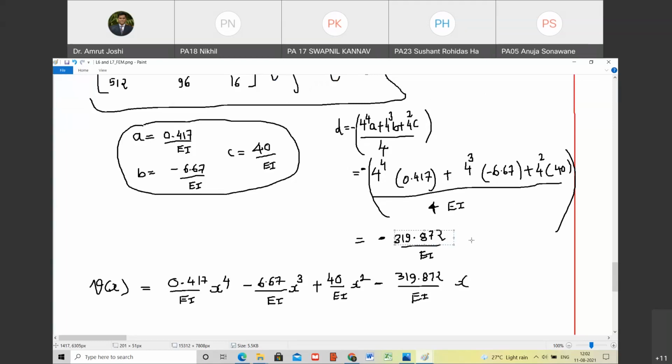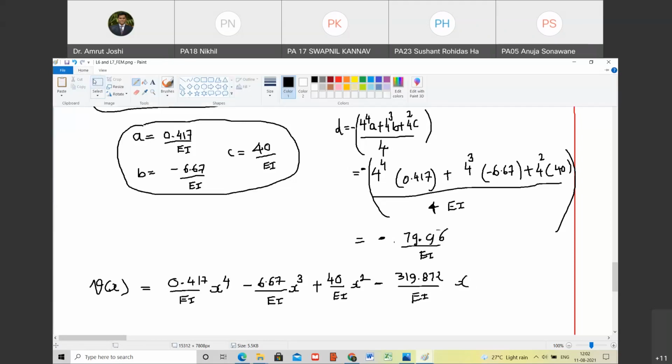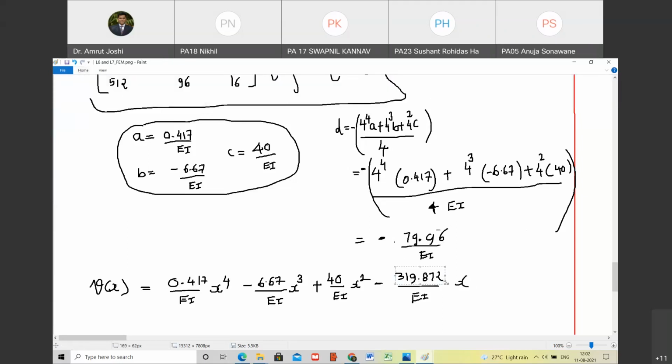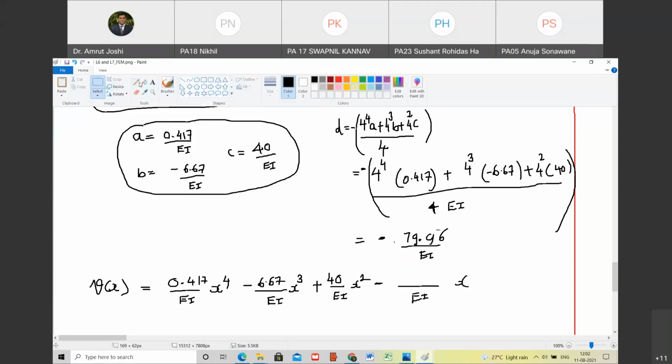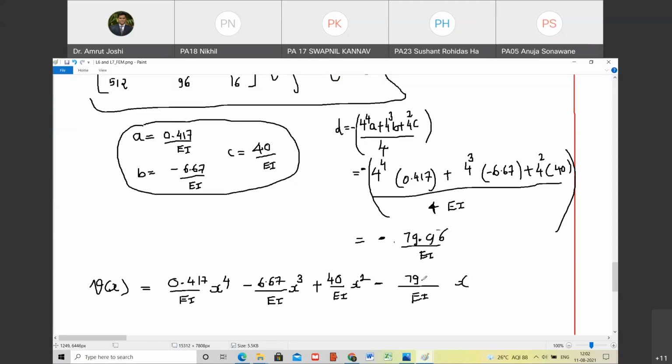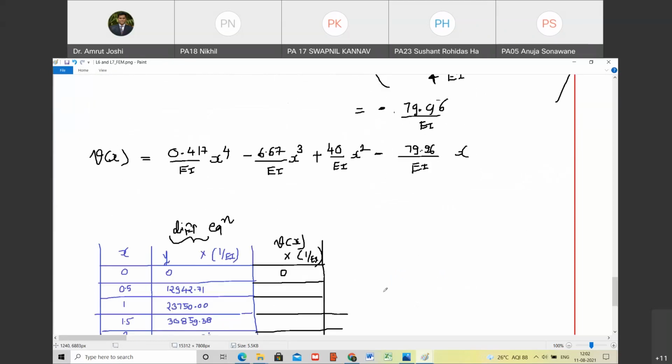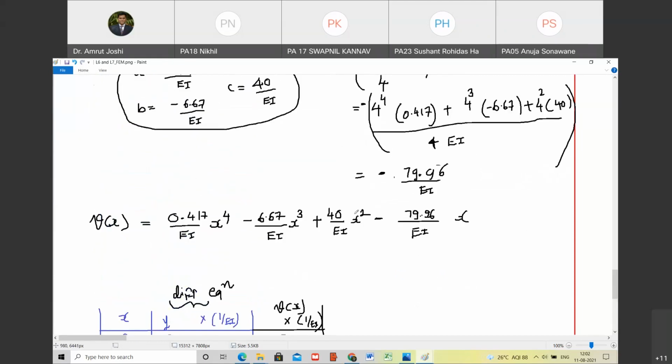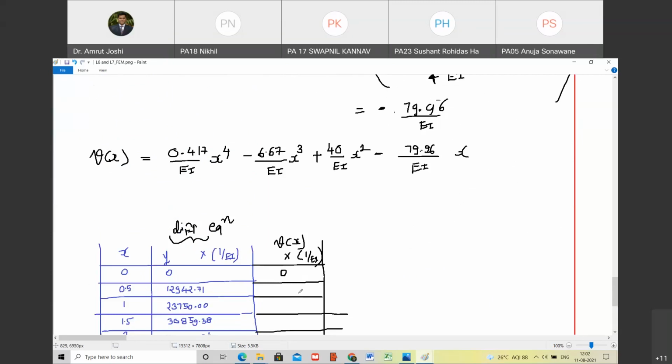No. Divide by 4. So what is the value of D? Tell me the value of D. I think 79.78. Pardon? 79.98. 79 point? 96. 79.96. Yes, so that was the correction. So now once I make it 79.96, is the answer correct? Is it 0 at x equal to 4? Yes. So fine.